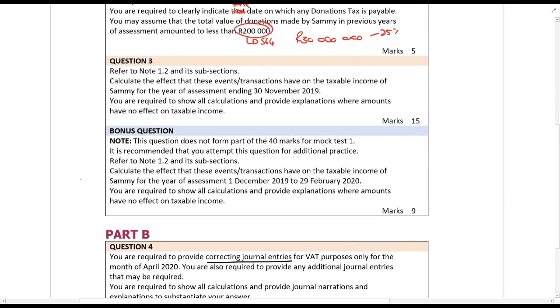And there's a bonus question as well. Now I'm going to do both of these at the same time, you'll see. So, question 3. Refer to note 1.2 and its subsections. Calculate the effect that these events or transactions have on the taxable income for the year of assessment ended 30 November. So this means this year of assessment runs from the 1st of March 2019 to the 30th of November. Why is it a short year? Because of section 9H. And this is whilst she is a resident. You're required to show all calculations and provide explanations where amounts have no effects.